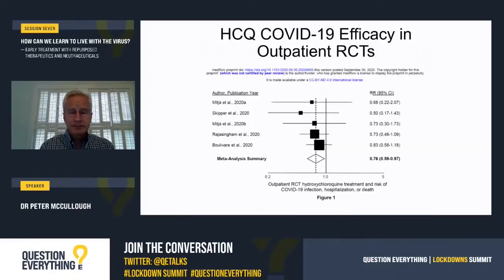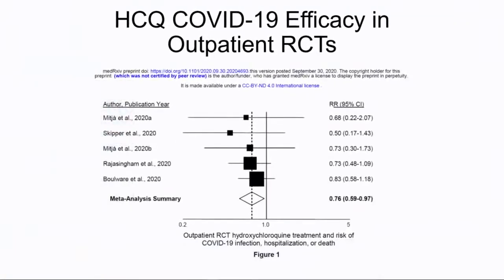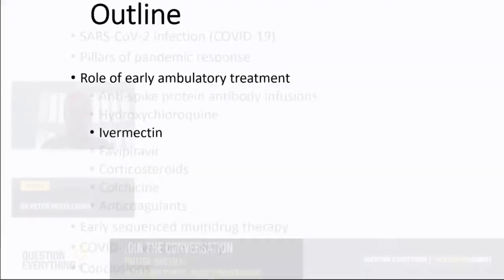Next slide. Of the randomized trials that were done as an outpatient, they were all very small and stopped early in the panic of the pandemic, but they do show an overall treatment effect with about a 24% relative risk reduction. So the randomized trials agree. Next slide.